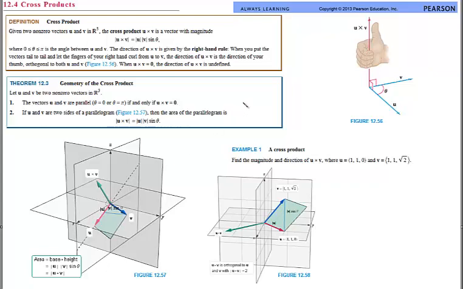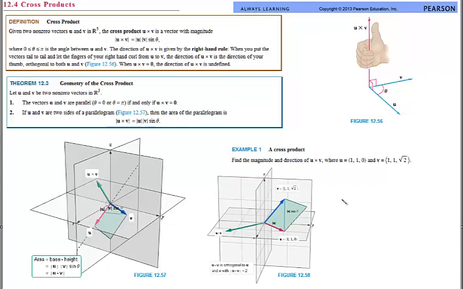The geometry of the cross product: if the two vectors are parallel, then the cross product is going to be 0. Note that the sine of 0 degrees, because there's 0 degrees in between them, is 0, and of course that would make sense. We're also stating that this makes a parallelogram, and the magnitude of that cross product is the area of that parallelogram.